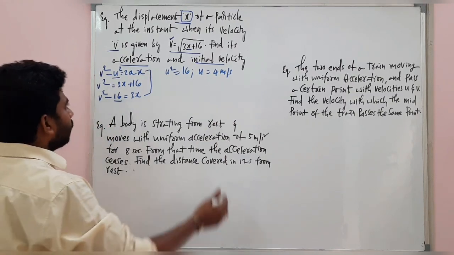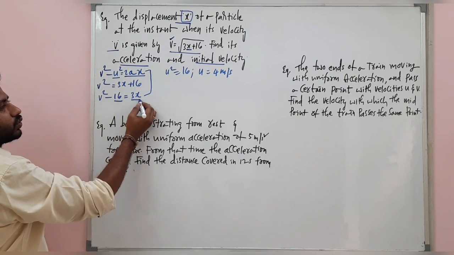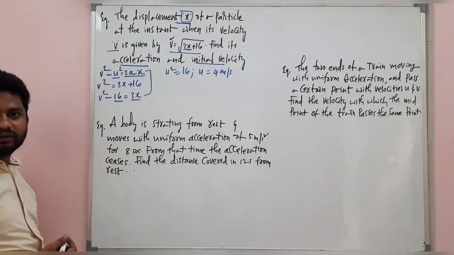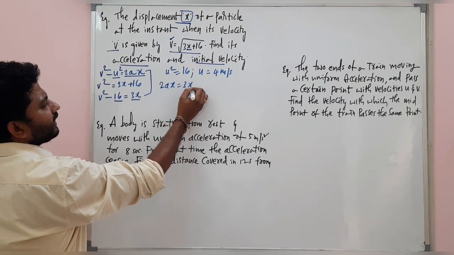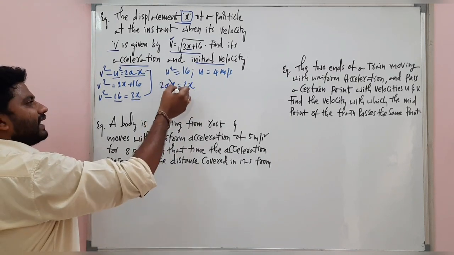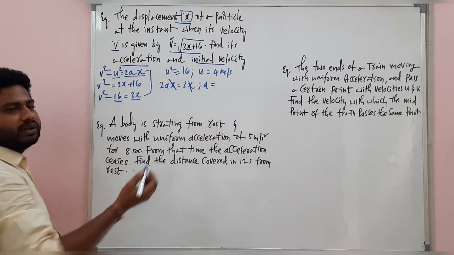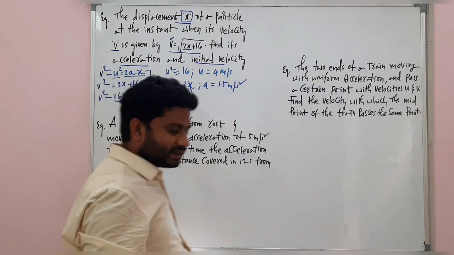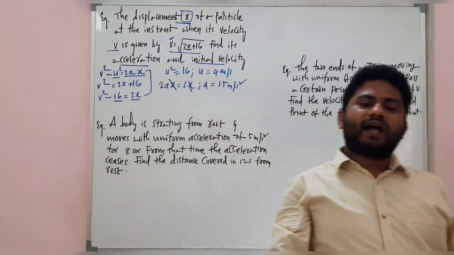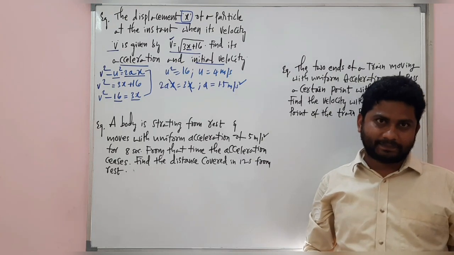Clear? Now you can also compare the right hand side, that is 2ax, and this is 3x. So 2ax is equal to 3x. So x cancels. From here acceleration is equal to 3 by 2, so that is 1.5 meter per second square, my dear children. There is no other way of solving this question except this. Clear?